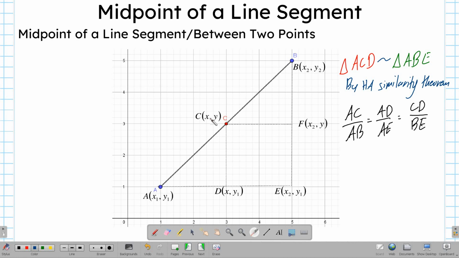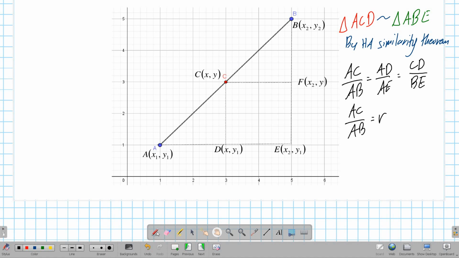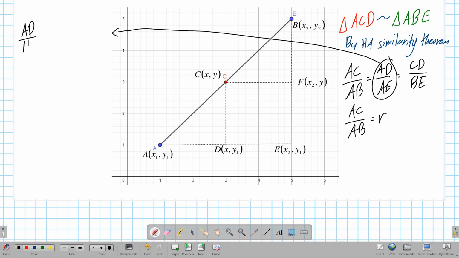It's now assumed that AC over BC is any ratio R. So we now assume that AC over AB is that ratio R, where C divides AB into two parts. With that being the case, we no longer label it as the midpoint because it's no longer the midpoint. Then our AD over AE, from the previous video regarding the midpoint, will be equal to R.